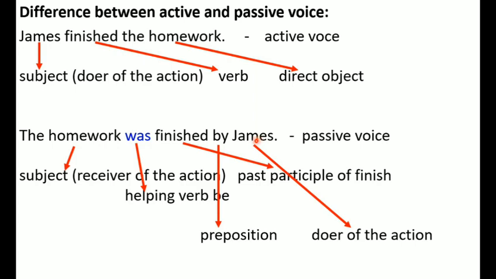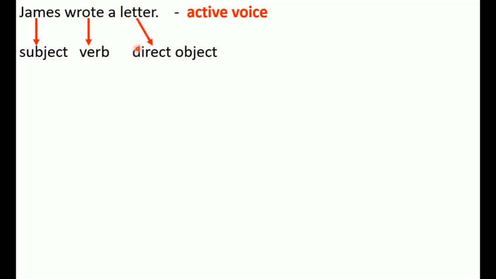Okay. Now, in this sentence, James wrote a letter. This is under active voice. And James here is our subject. And our action verb is wrote, followed with the direct object, which is letter. Again, letter is a direct object because it answers the question what? James wrote what? The answer is a letter.